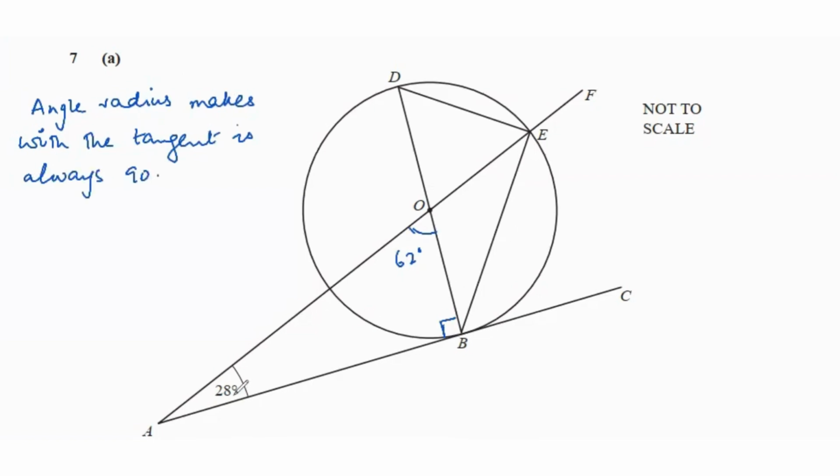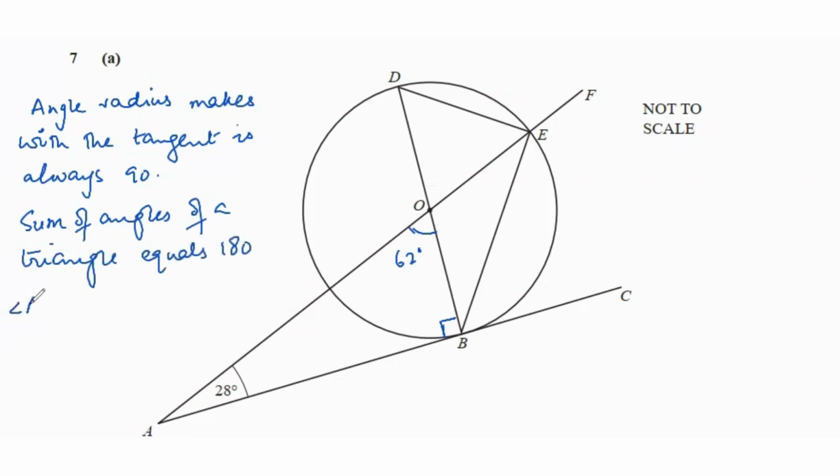Since we have the second angle, which is 28, and we have to find the third angle, we know the sum of angles of a triangle equals 180 degrees. So for angle AOB, I will do 180 minus 90 minus 28. That's going to be 62. So this is your first reason, and this is your second reason.